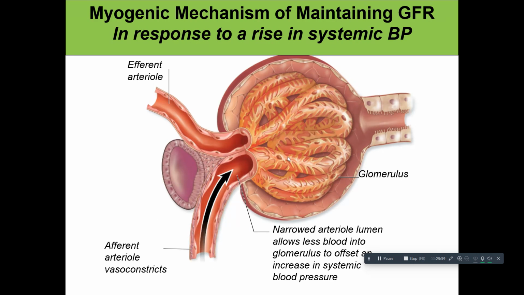Similarly, if blood pressure in the whole body rises, I don't want it to rise in my glomerulus. To prevent it from rising in my glomerulus, what I'm going to do is I'm going to constrict my afferent arteriole. So if systemic blood pressure rises, the afferent arteriole constricts, less blood gets in the glomerulus, and we maintain the pressure there, thereby maintaining the glomerular filtration rate.